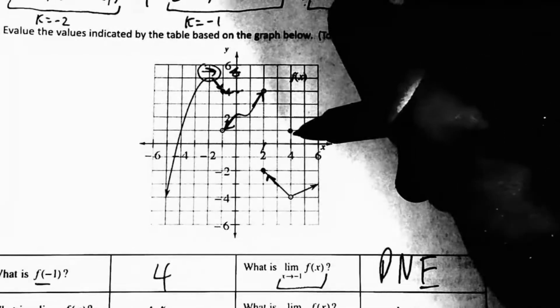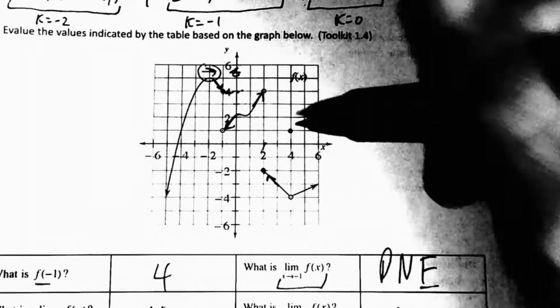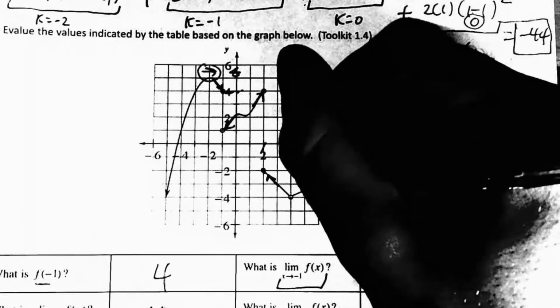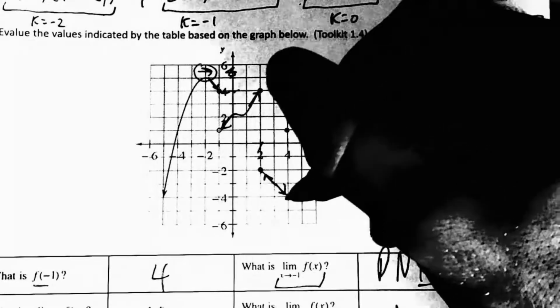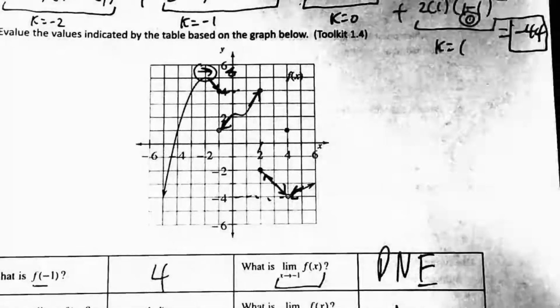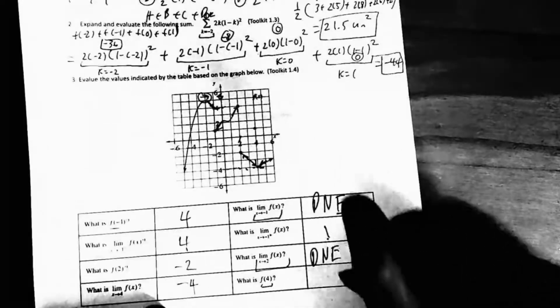Okay. As x approaches 4, what's the limit? Let's go to 4. Now, notice how the function is defined here at 4 at 1. But that's not the limit. The limit is what we approach. So as I follow my function towards 4, what is the output approaching? The output is approaching negative 4. Okay, but the value of f of 4, when I plug in 4, I get 1.